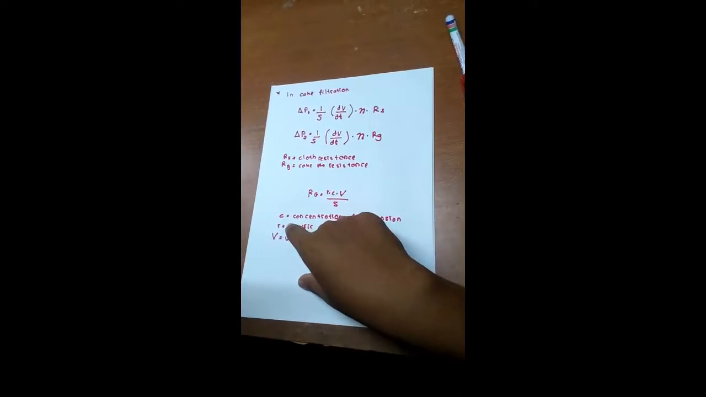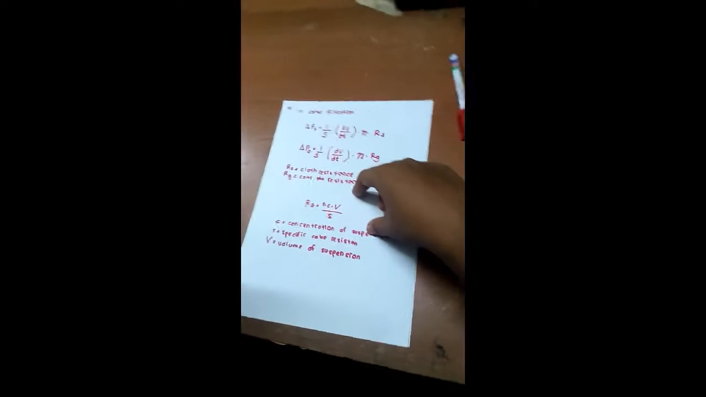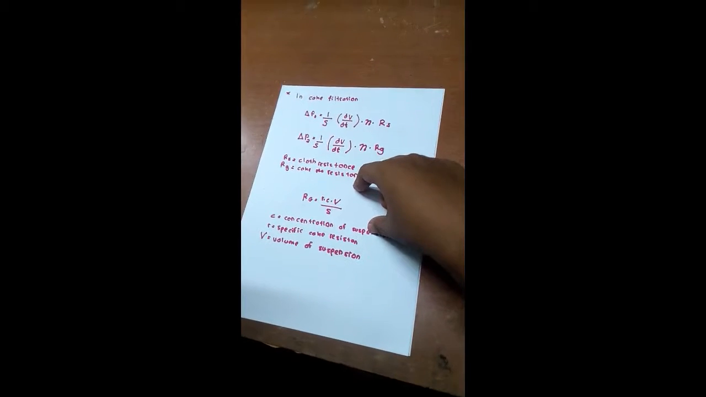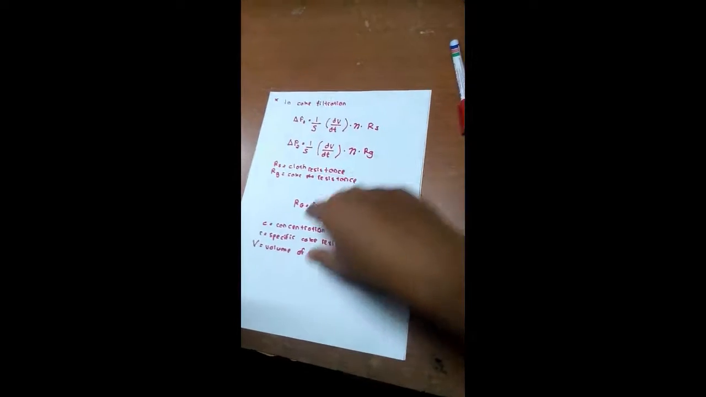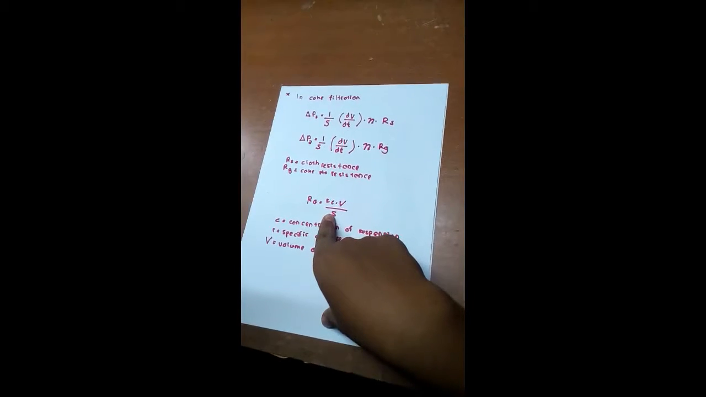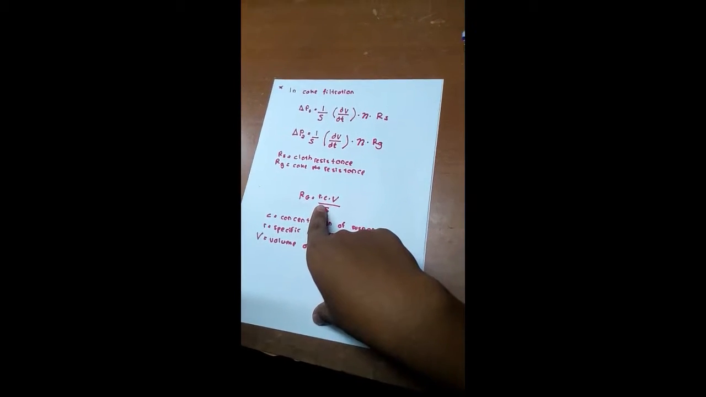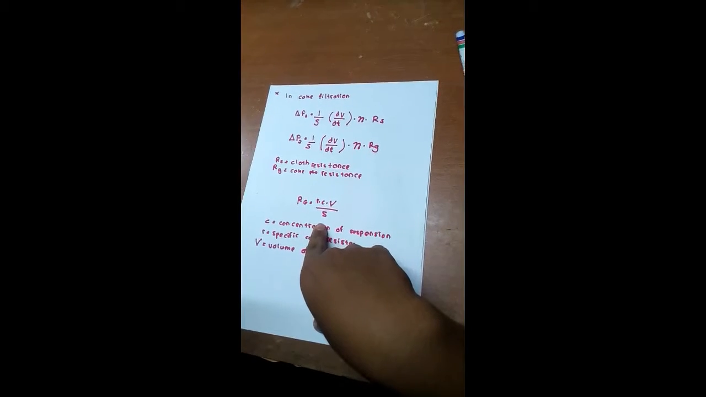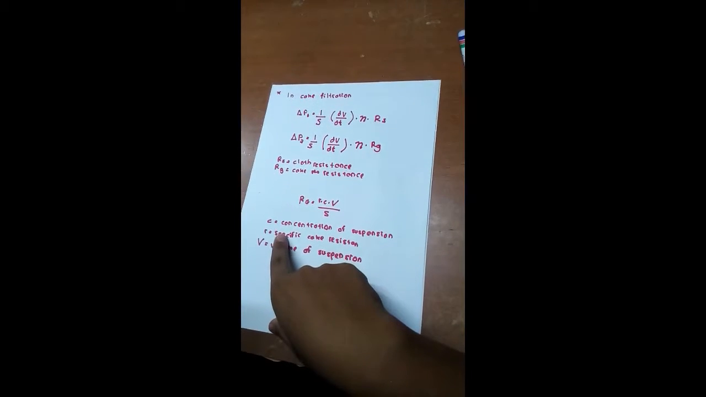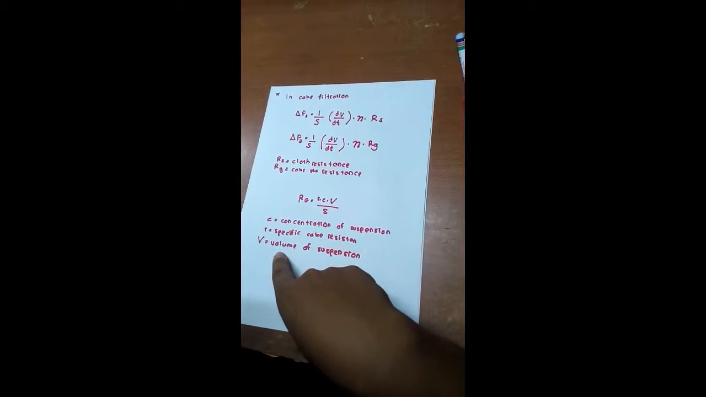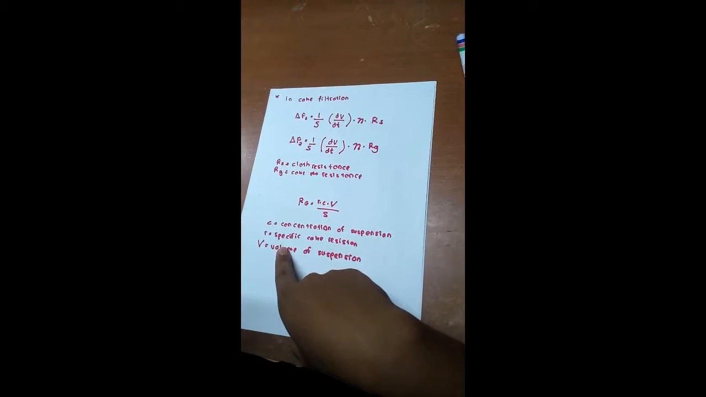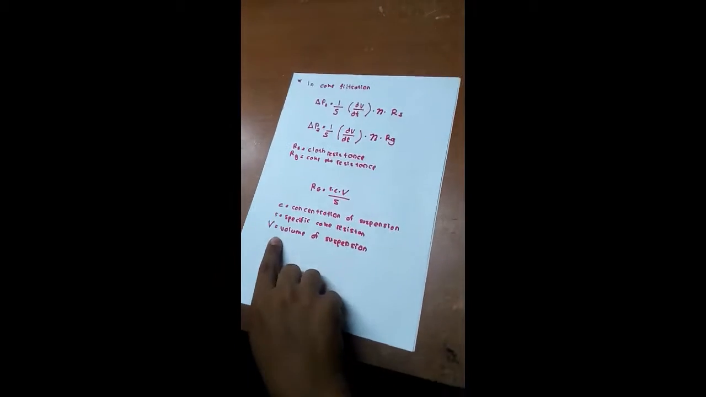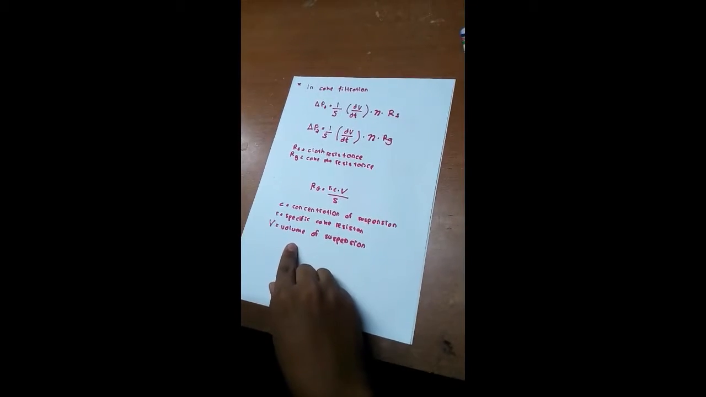We then continue when the cake gets thicker. We can use this formula, which is Rg equal to R times C times V divided by S, where C is the concentration of suspension, R is the specific cake resistance, and V is the volume of the suspension.